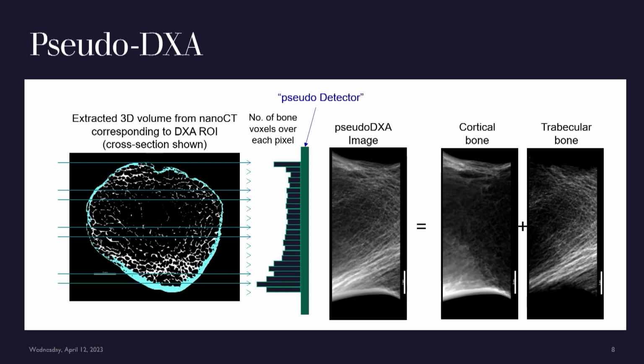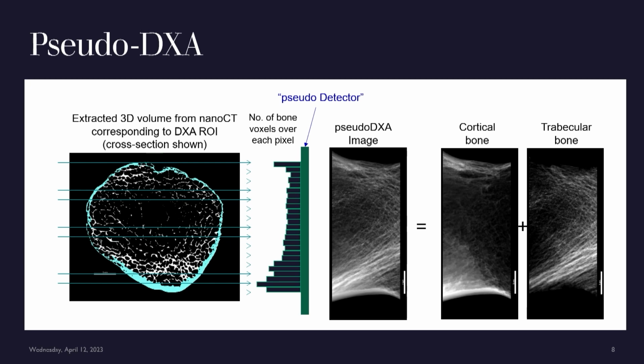So how we did this: this is the femoral neck region, what was in that rectangular box, and we essentially put a ray through at each position. Carl likes to call it the pseudo detector, but it's the number of bone voxels that you have going through each pixel. So this creates this image in the middle here that's all of the bone, spatially as it goes through there.